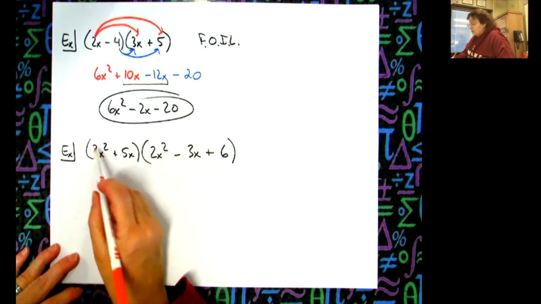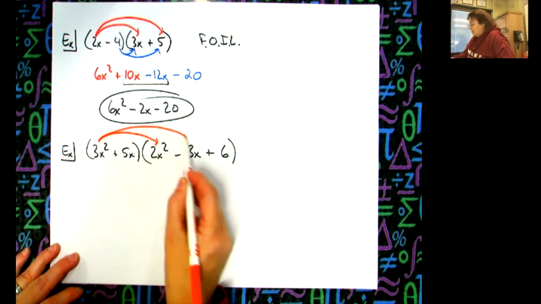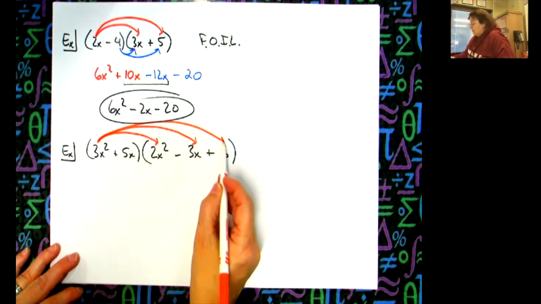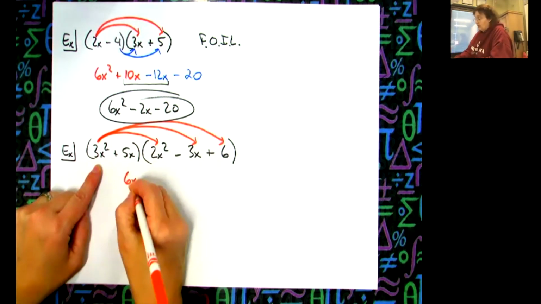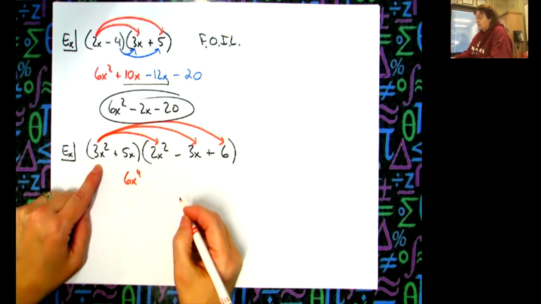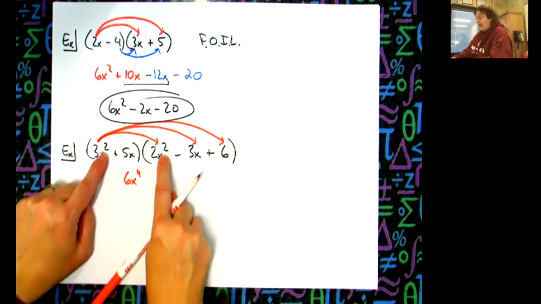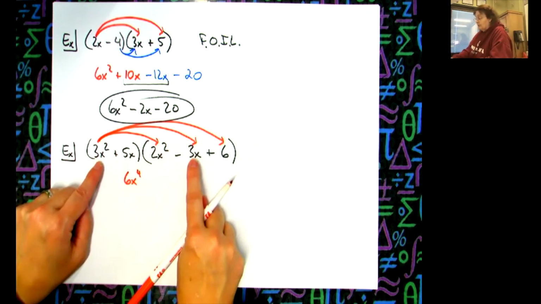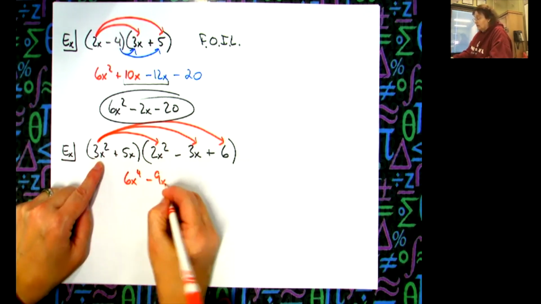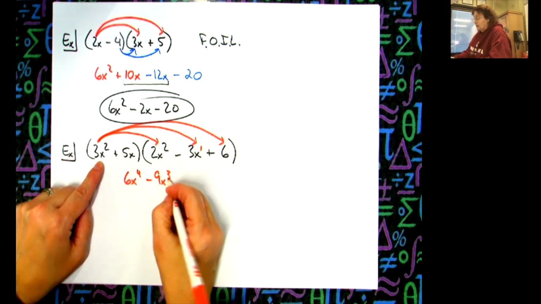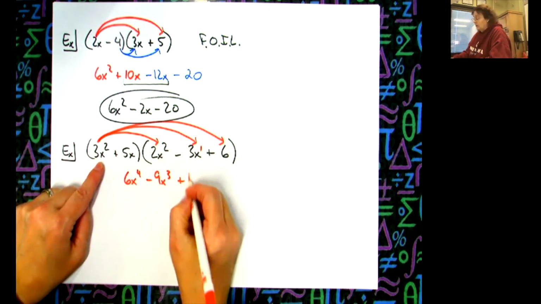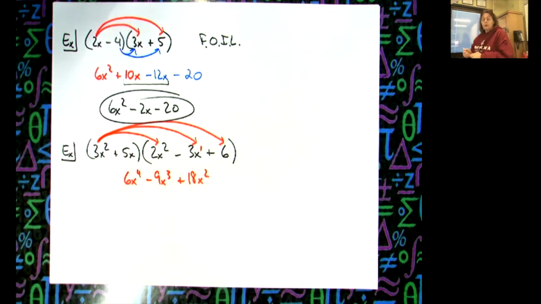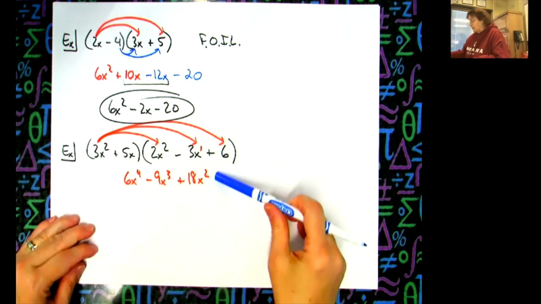So this 3x squared is going to get distributed to every term in the trinomial. When I multiply these two, I'm going to write down 6x to the 4th, because when multiplying like bases, we add those exponents. Distributing here, minus 9x to the, don't forget the imaginary 1, 9x to the 3rd. Distributing here, 18x squared.